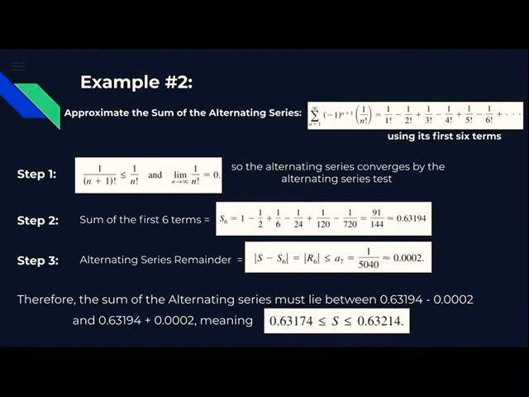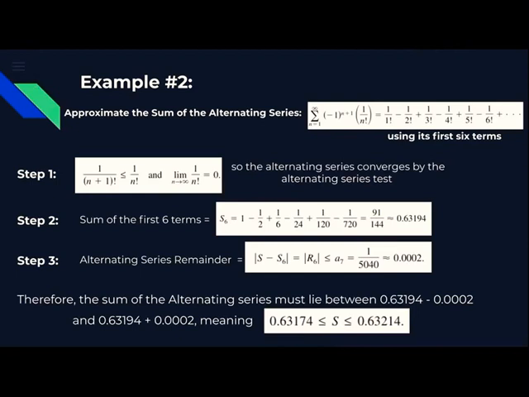Step 3, we find the alternating series remainder. Since we did the first 6 terms, the alternating series remainder will always be less than or equal to a sub 7, since the 7th is the first neglected term. So a sub 7 is 1 over 5,040, which is approximately 0.0002.